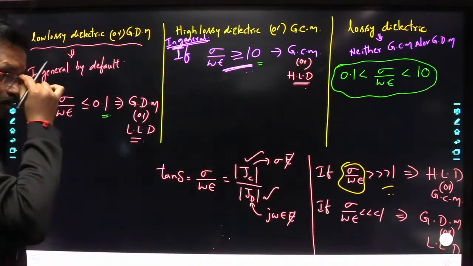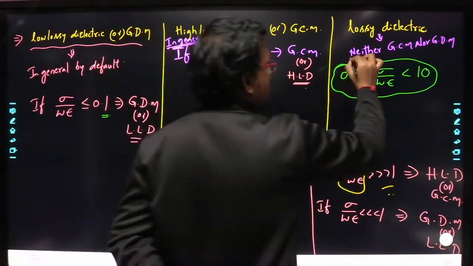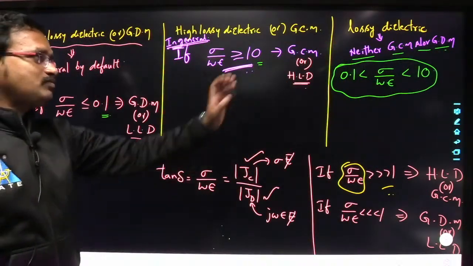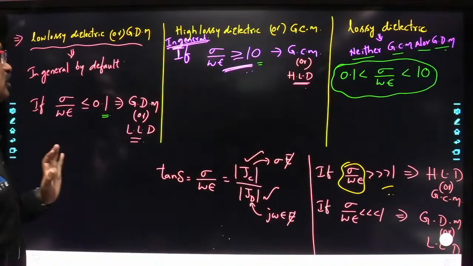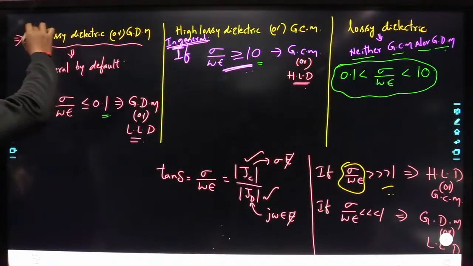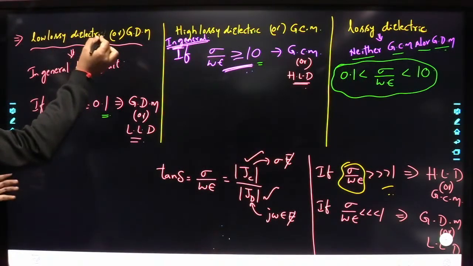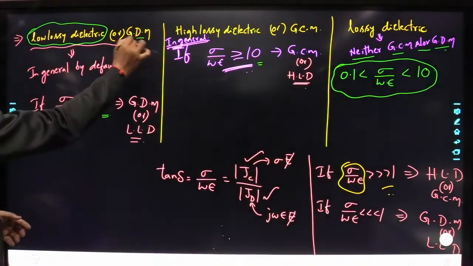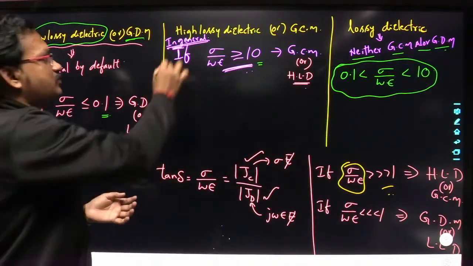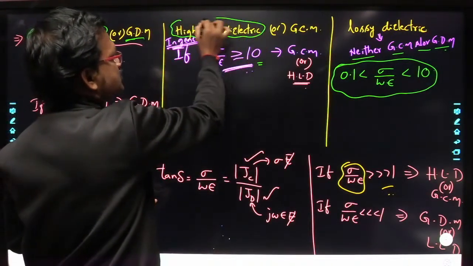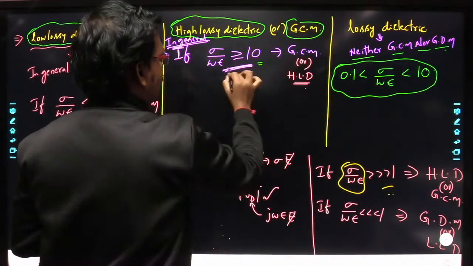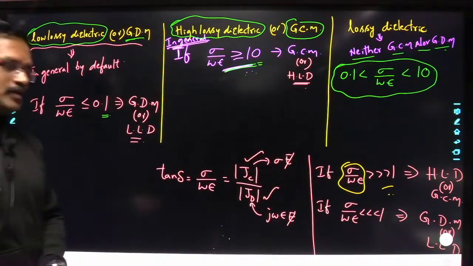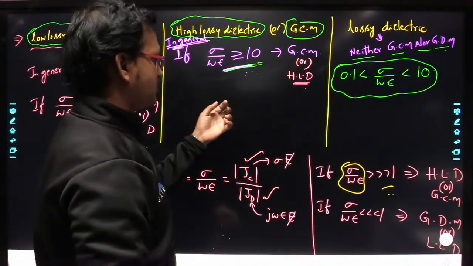Whenever it is neither good conducting nor good dielectric, they use the terminology simply lossy dielectric. In the problems, if it is a low lossy medium, they will use the terminology low lossy dielectric or good dielectric medium. If it is a high lossy medium, they will use the terminology high lossy dielectric or good conducting medium. These are the conditions you have to follow. I hope this is crystal clear.